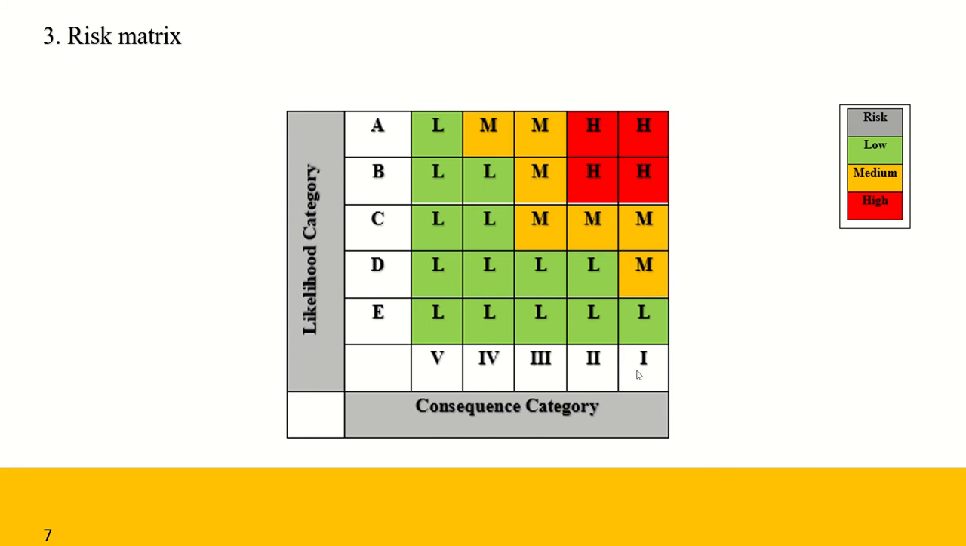As you can see here, we have a 5-point scale for consequences and a 5-point scale for the likelihood table, and 3 different categories for risk: low, medium, and high. We use this risk matrix in designing our risk register.